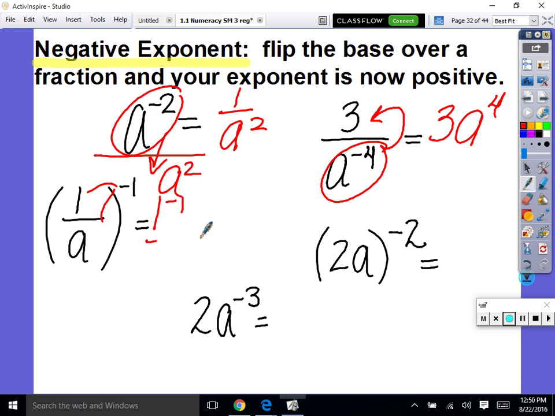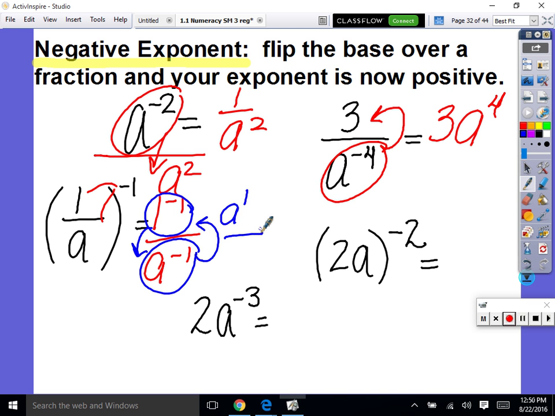Okay, looking at this one, we will distribute that negative 1 through. So we have 1 to the negative 1 over a to the negative 1. Don't they both have negative exponents? Yes? So we're going to fix this one by flipping it down over the fraction and fix this one by flipping it up over the fraction. On top we have a to the first.